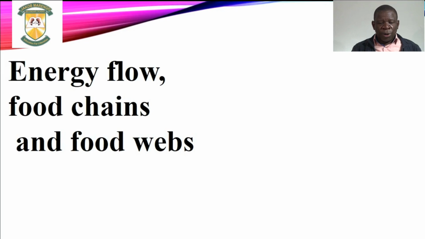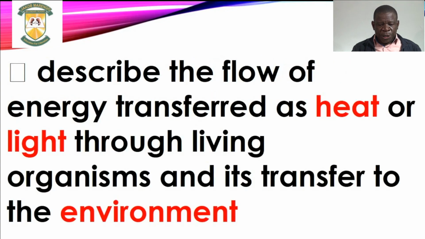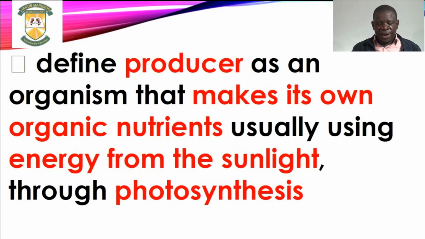Under energy flow, you will need to understand the flow of energy through the ecosystem. You will also be expected to describe how energy flows through the ecosystem as heat and light, and how it flows through organisms, and how it is eventually transferred to the environment. The main source of energy for any ecosystem is sunlight, which comes from the sun.